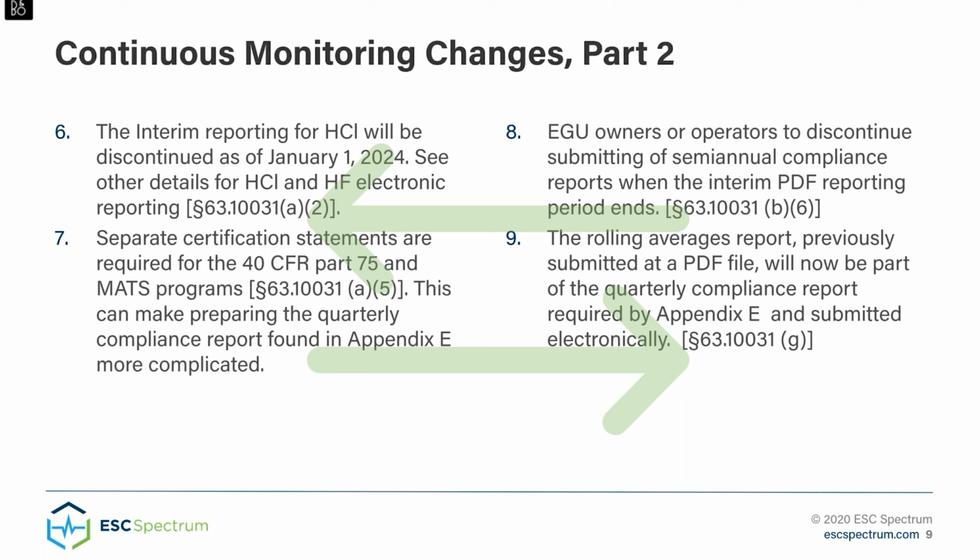I also point out here that EGU owners and operators are going to discontinue submitting their semi-annual compliance reports when the interim PDF reporting period ends at the end of 2023. And again, the rolling averages that were previously being submitted as a PDF file will now become part of the quarterly compliance report and submitted electronically. So this is a significant change that will take place in the 2023-2024 timeframe.